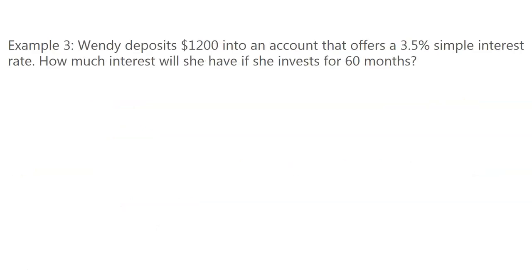Now example 3 says Wendy deposits $1,200 into an account that offers a 3.5% simple interest rate. How much interest will she have if she invests for 60 months? So I'll write down the formula. I'll replace P with 1,200. Now the R value is going to be 0.035.